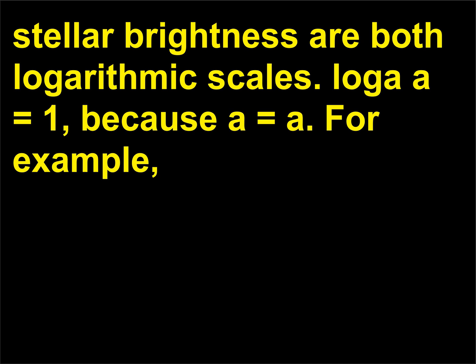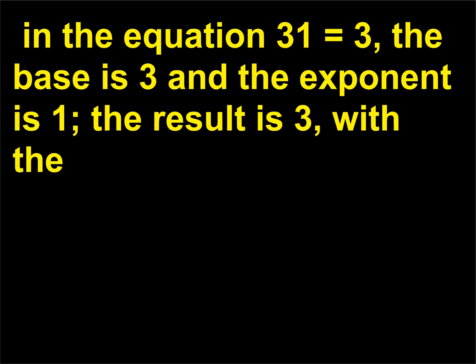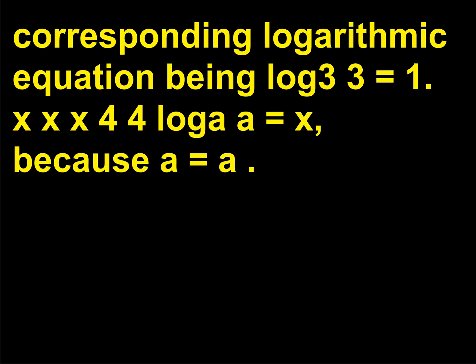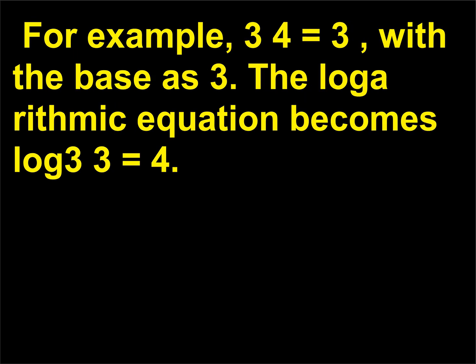Log base A of A equals 1, because A to the power 1 equals A. For example, in the equation 3^1 equals 3, the base is 3 and the exponent is 1, the result is 3, with the corresponding logarithmic equation being log base 3 of 3 equals 1. Log base A of A^x equals x, because A^x equals A^x. For example, 3^4 equals 81, with the base as 3. The logarithmic equation becomes log base 3 of 81 equals 4.